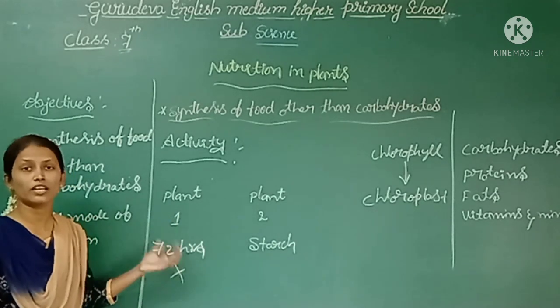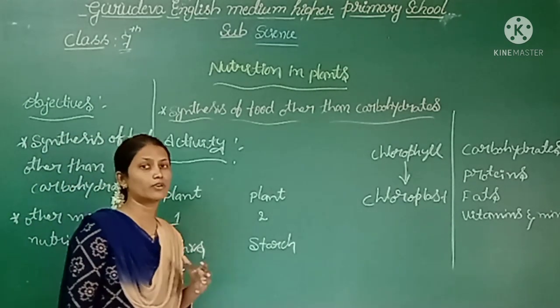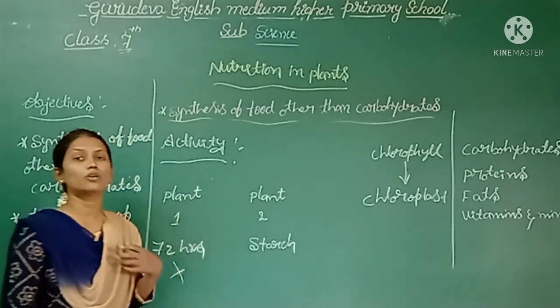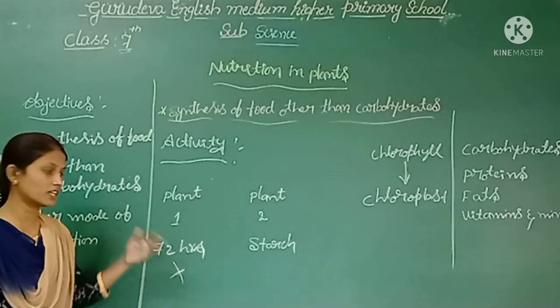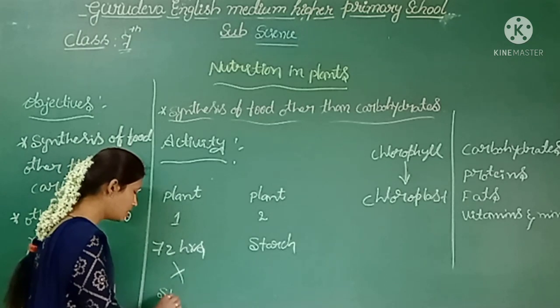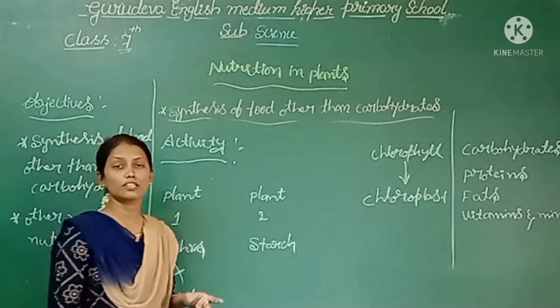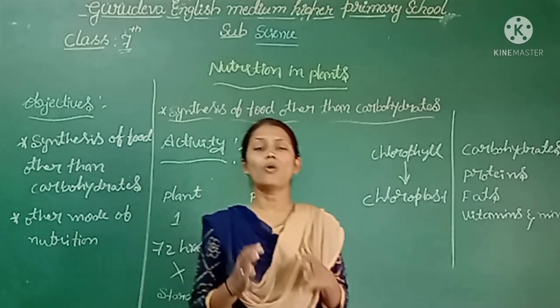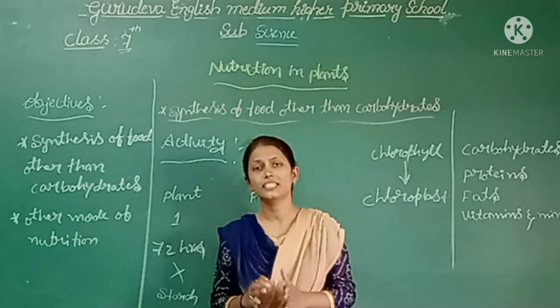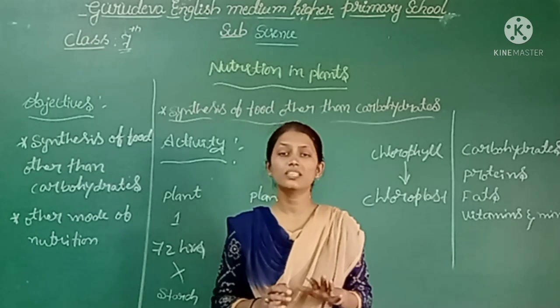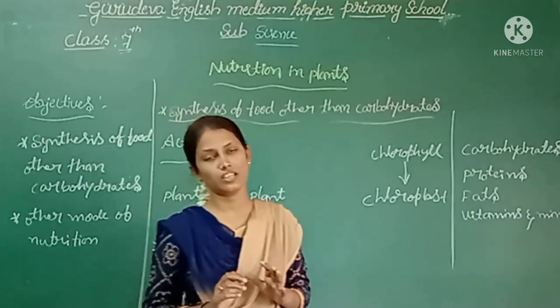Now place plant 1 in the sunlight for 3-4 days. Later, test again using the iodine solution. After that, the leaf of plant 1 also turns blue-black in color. See what we have learned from this activity. It's very simple: for the photosynthesis process, sunlight is very essential.